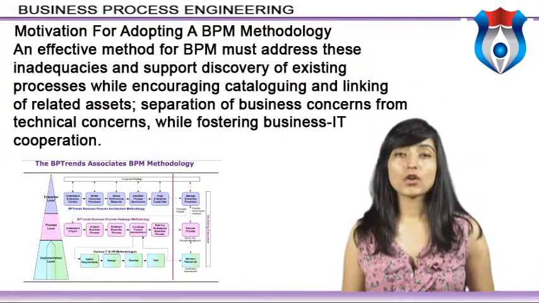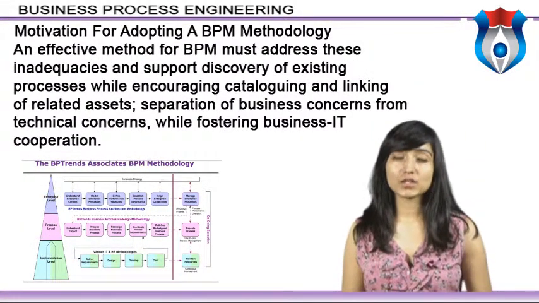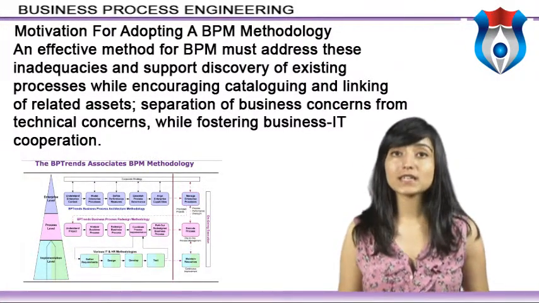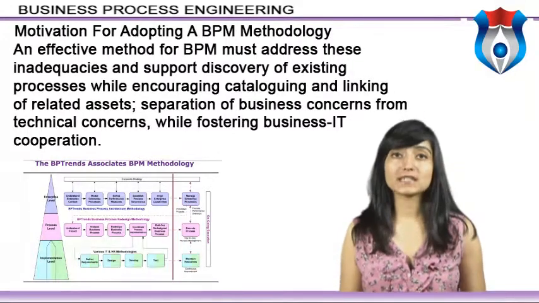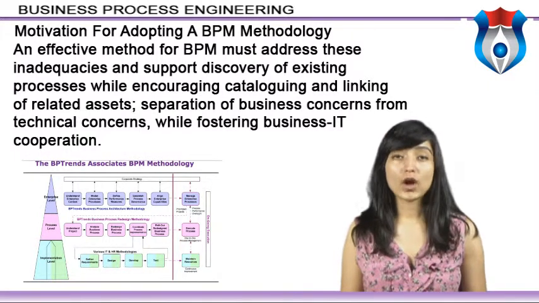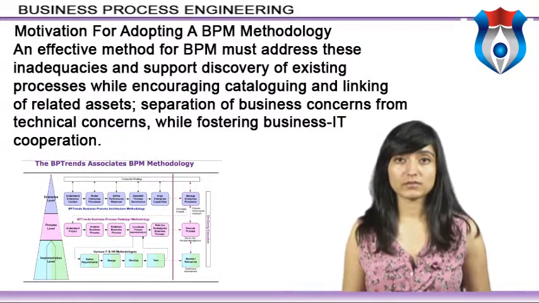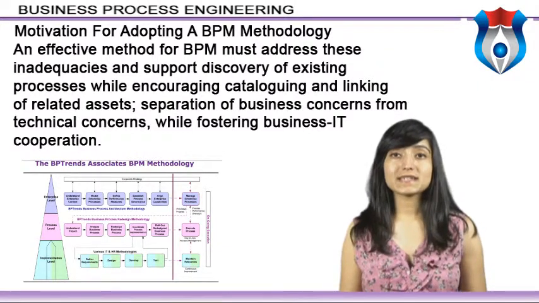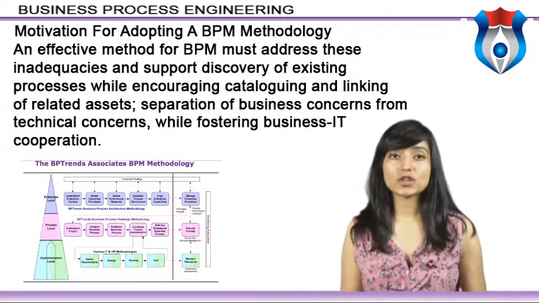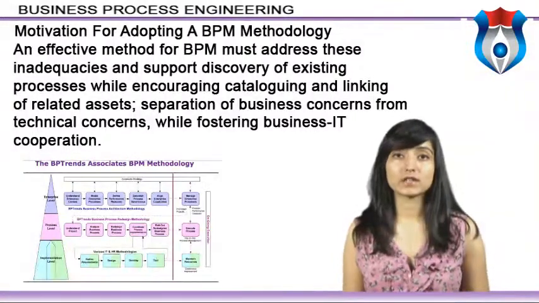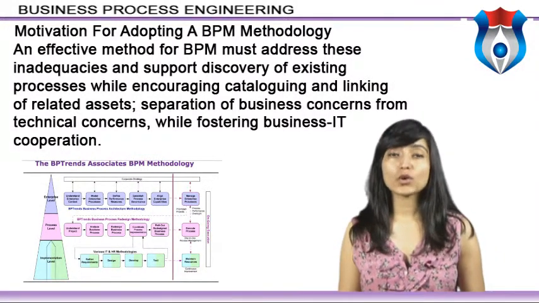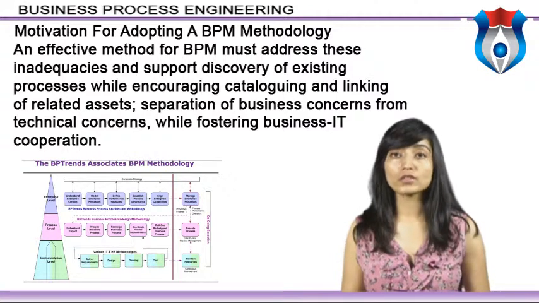An effective method for BPM must address these inadequacies and support discovery of existing processes while encouraging cataloging and linking of related assets, separation of business concerns from technical concerns while fostering business IT cooperation. Part of that involves establishing a common language and understanding through techniques such as functional decomposition and process leveling. Business automation cannot be specified in a single requirements handoff or thrown over the wall to IT.